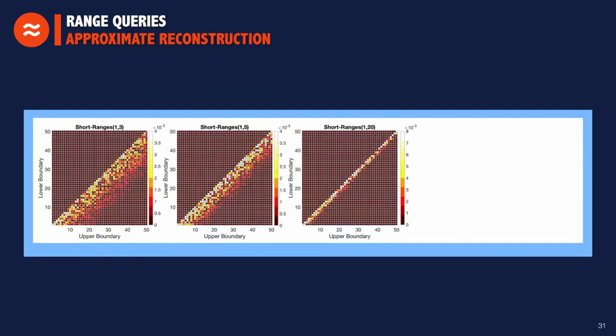In this experiment, we switch gears and mount the attack on a query distribution that is skewed towards short ranges. Here you see three heat maps where the y-axis corresponds to the choice of the lower boundary of the range, while the x-axis corresponds to the upper boundary of the range. Each colored square of the heat map corresponds to a distinct range query, and its color corresponds to the probability that this range is asked. The brighter the color, the larger the probability.